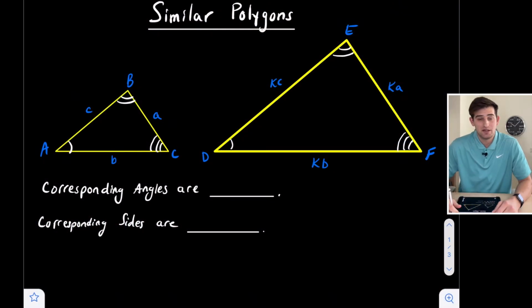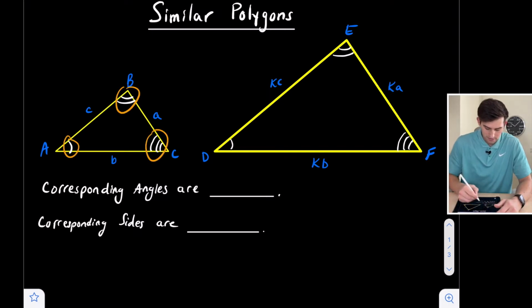In this video we're going to talk about similar polygons. So we have two triangles here, triangle ABC on the left and triangle DEF on the right. We see a couple things about the triangles. Number one, we see these angle markings right here.